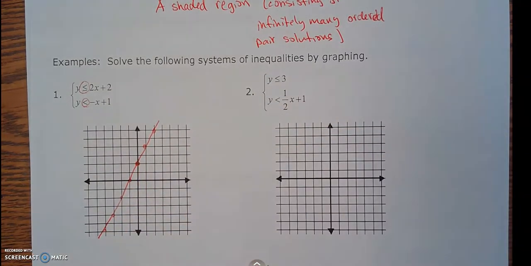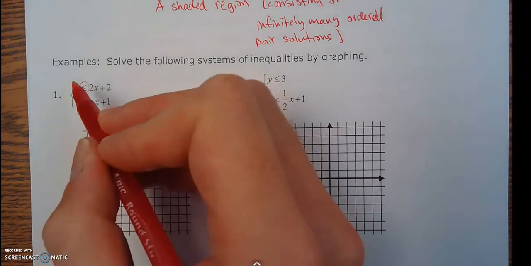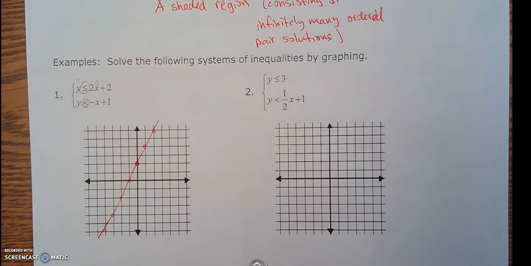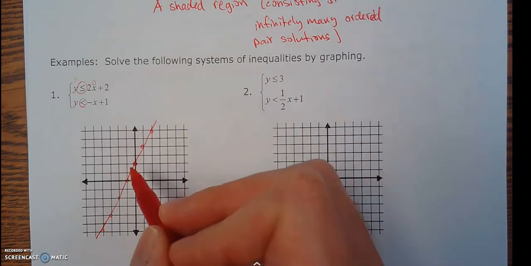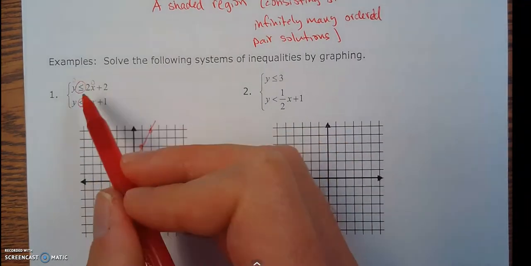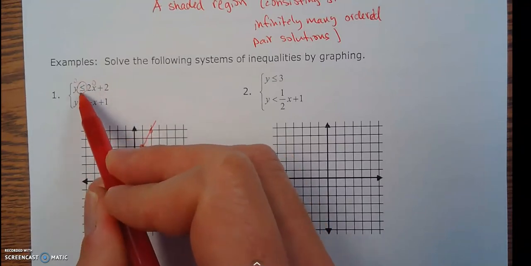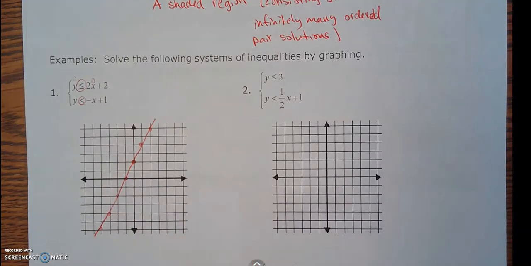But I also need to shade. I'm going to shade on one side because everything above this or below this is also a solution. If I plugged in 0, 0, would that also be a solution? All the points on this line are a solution, but is everything on this side a solution, or is everything on this side? If you plug in 0, 0, that'd be 0 is less than or equal to 2, and that is a true statement. Probably a faster way of doing this, though, than picking points and testing them.